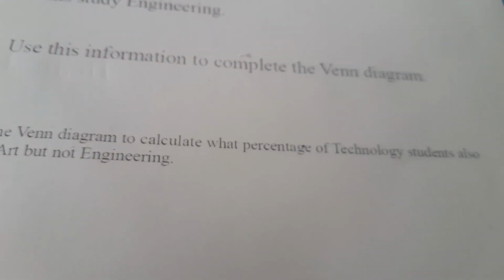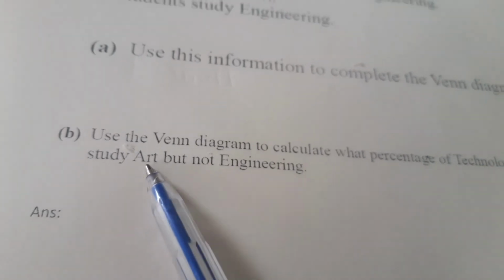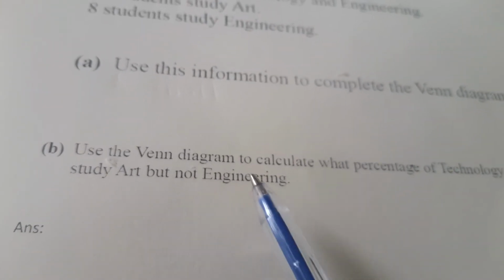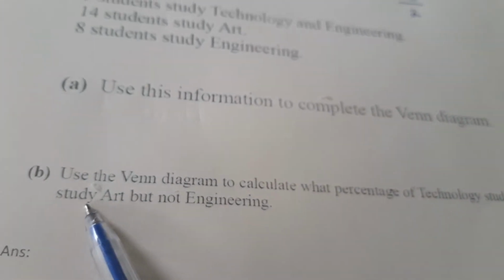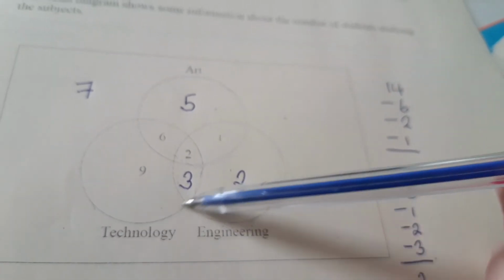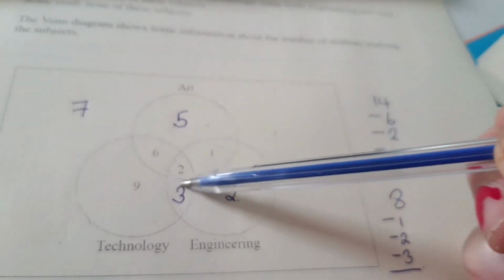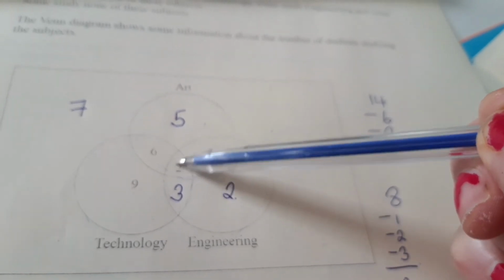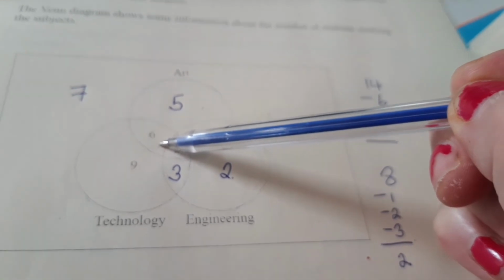Use the Venn diagram to calculate what percentage of technology students also study art but not engineering. So technology circle, who do art but not engineering. So here's your technology circle. Here are the people who do art as well, but we're not looking at these 2 because they also do engineering. So 6 people to begin with.